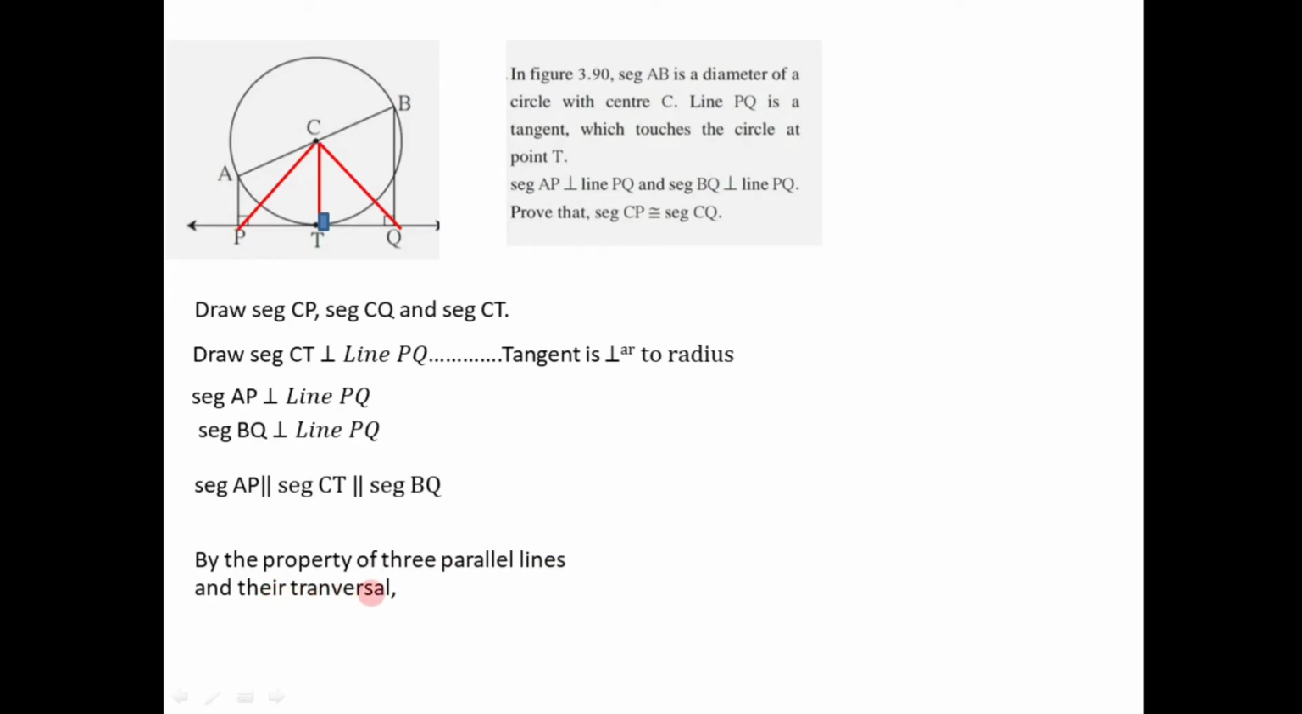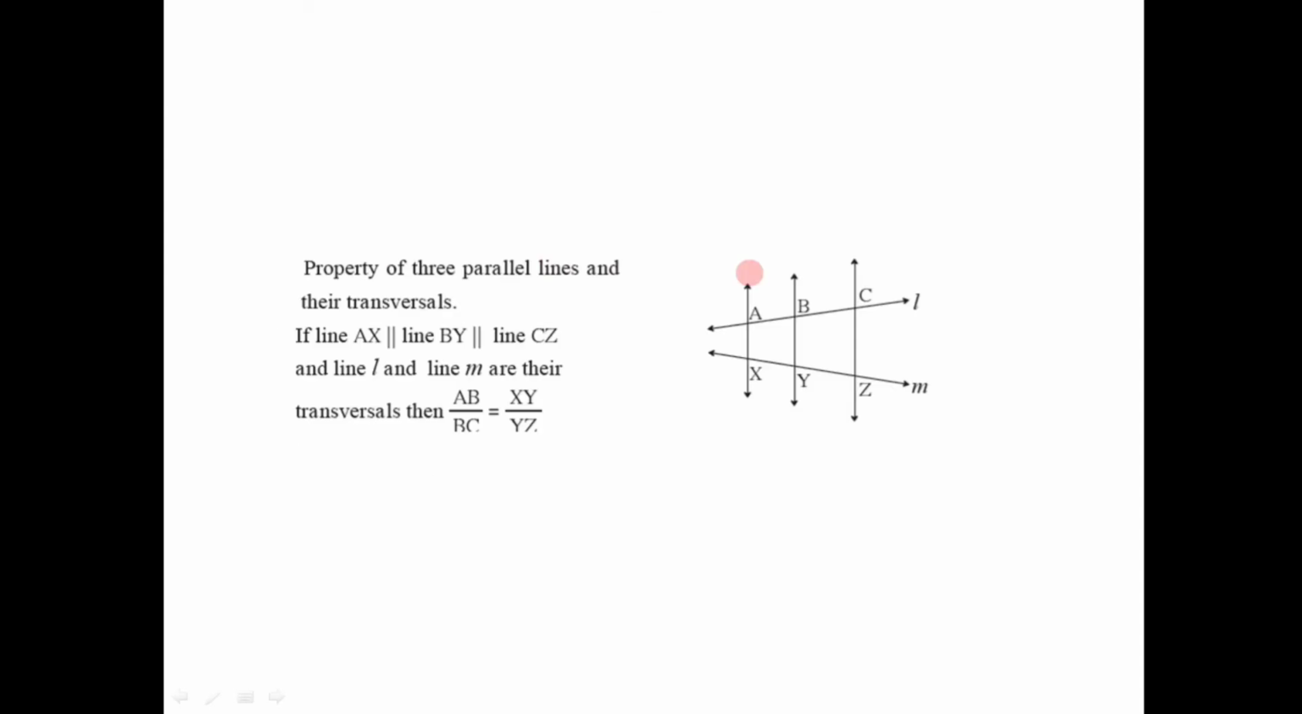So first of all, let us understand what this property is. It is the property of three parallel lines and their transversals. For that, let us consider this diagram. As you can see here, line AX, line BY, and line CZ are parallel to each other, and line L and line M intersect these three parallel lines at three different points. Line L intersects these three parallel lines at points A, B, and C, and line M intersects these three parallel lines at points X, Y, and Z.